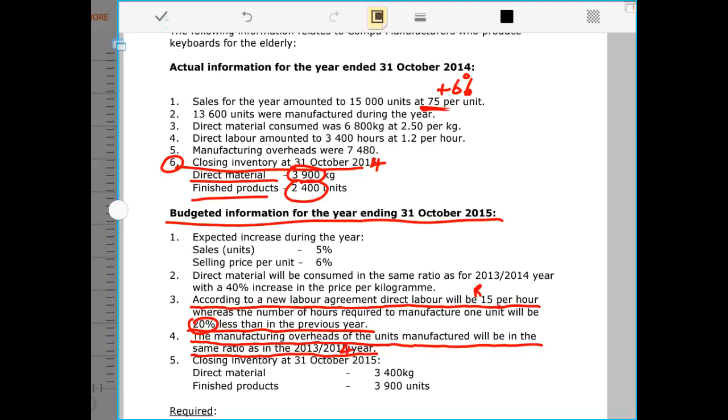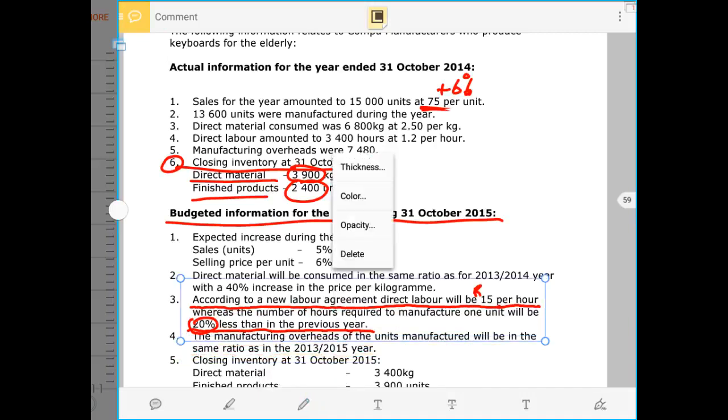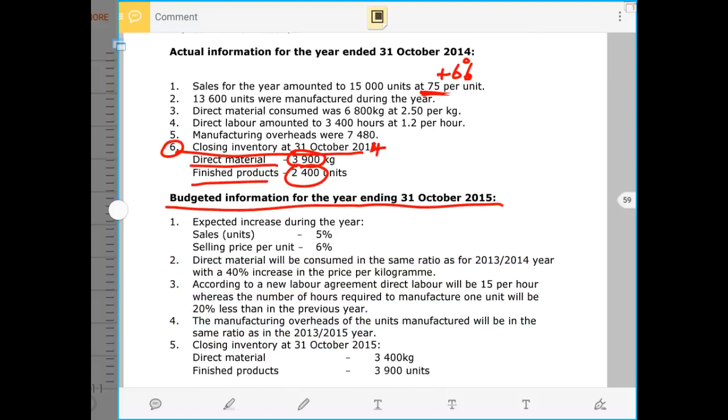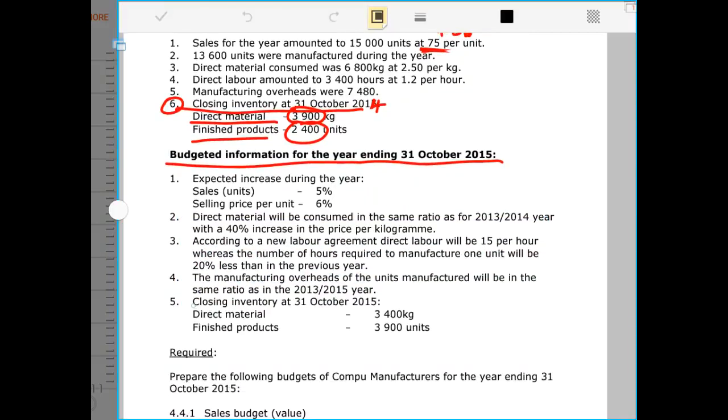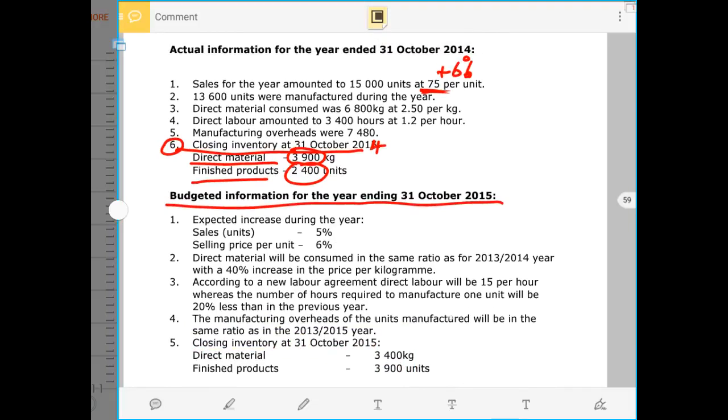Then we are given the closing balance, and the closing balance is on the 31st of October 2015. And this closing balance is very important when it comes to budgets. So now this is the closing balance of the inventory on the 31st of October 2015. And the closing balance in terms of raw material is 3,400 kgs, and the finished goods is 3,900 units that were left in the storage by the end of October 2014.